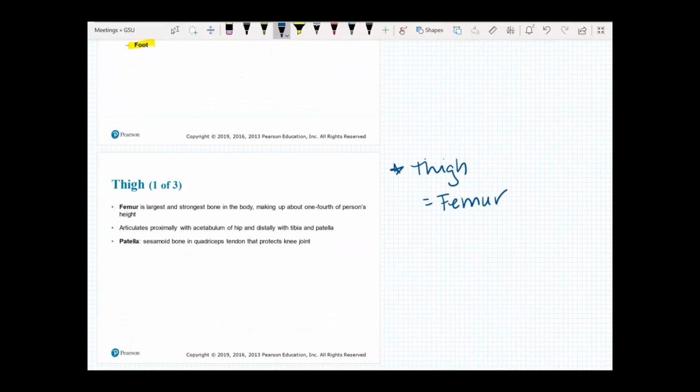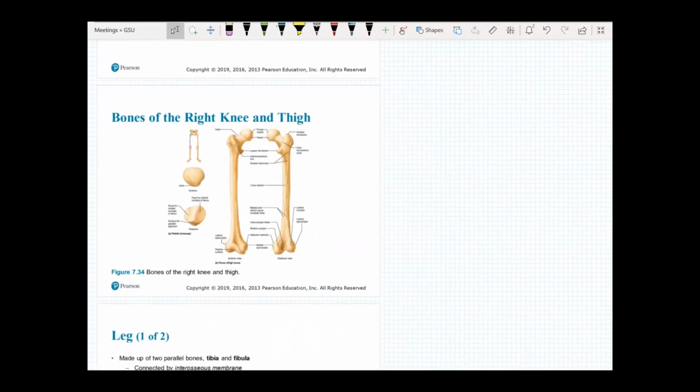At the bottom of your femur, it will connect to your patella, which is your kneecap. But your femur is going to be the largest and strongest bone in the body. So it is the Mac Daddy bone. The patella will be the bone that will actually connect and protect your knee. So when you're looking at this, here is going to be your femur with your patella.